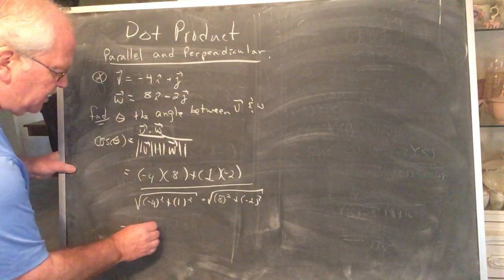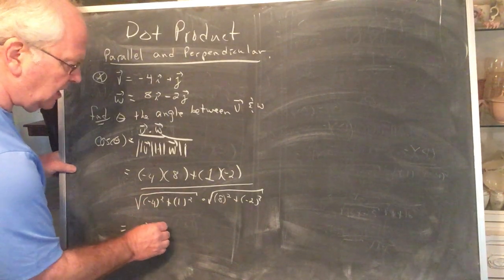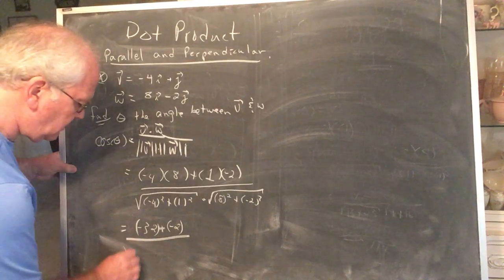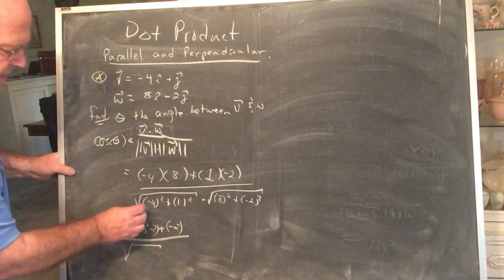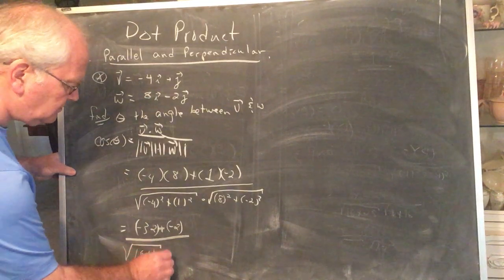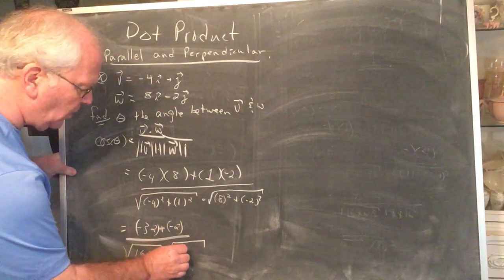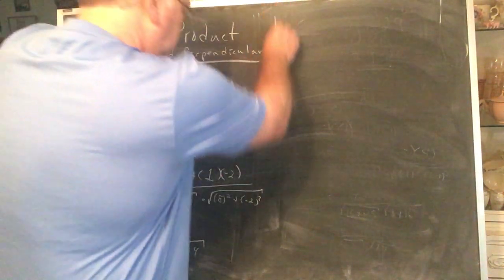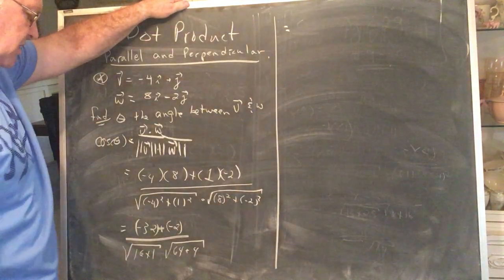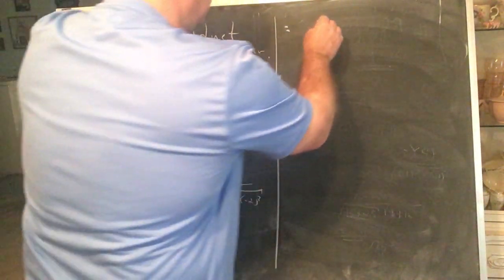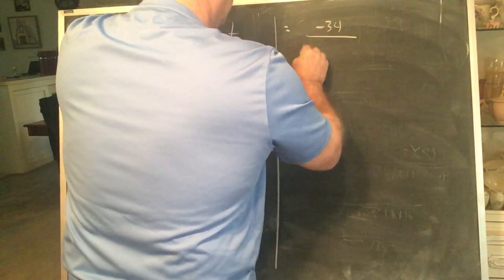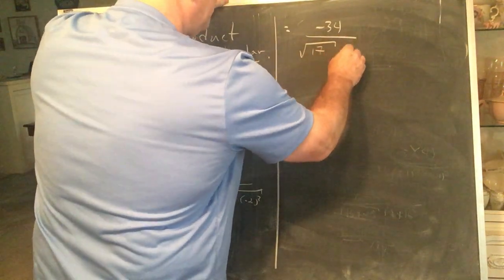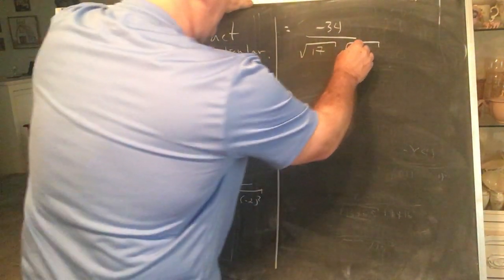So I have negative 32 plus negative 2, over the square root of 16 plus 1, and 64 plus 4. That's equal to negative 32 plus negative 2, negative 34, over the square root of 17 times the square root of 68.